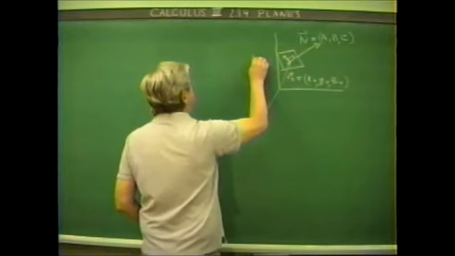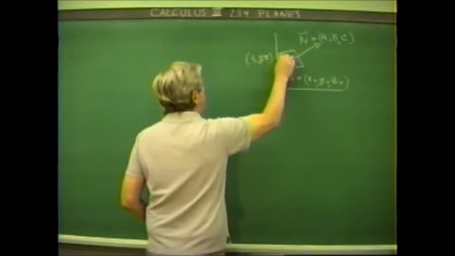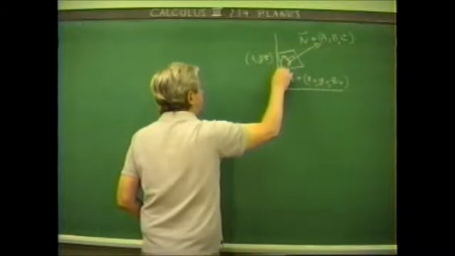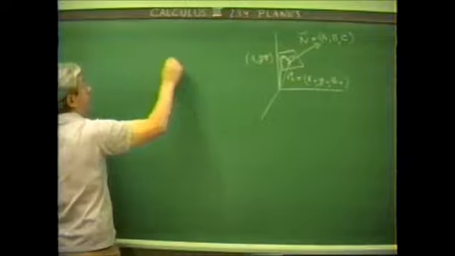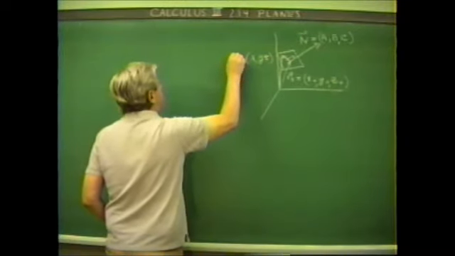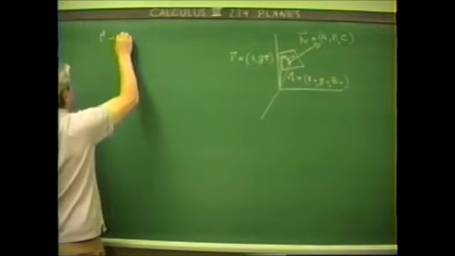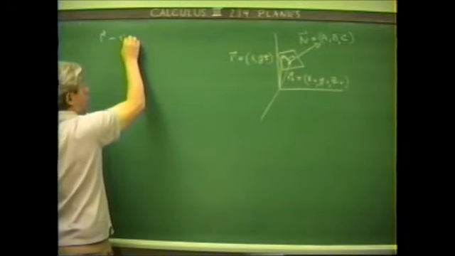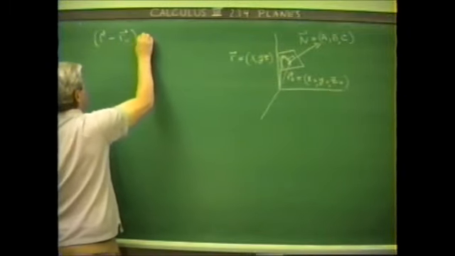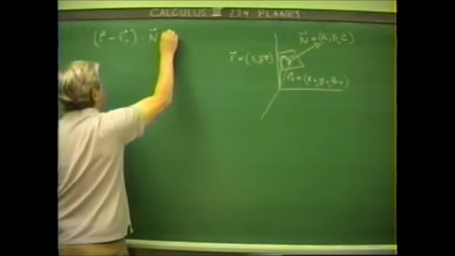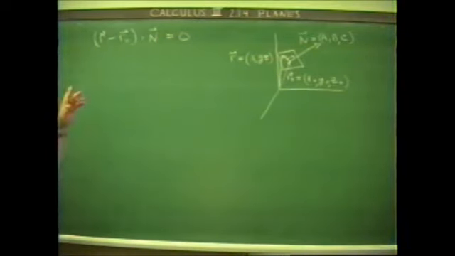So what happens here? If we take a vector x, y, z in the plane, any vector like so, then if we wish to describe this plane, if this is the general vector r, then r minus r naught should be perpendicular to n. So this dotted with n should be equal to 0. Now we're going to write this out.